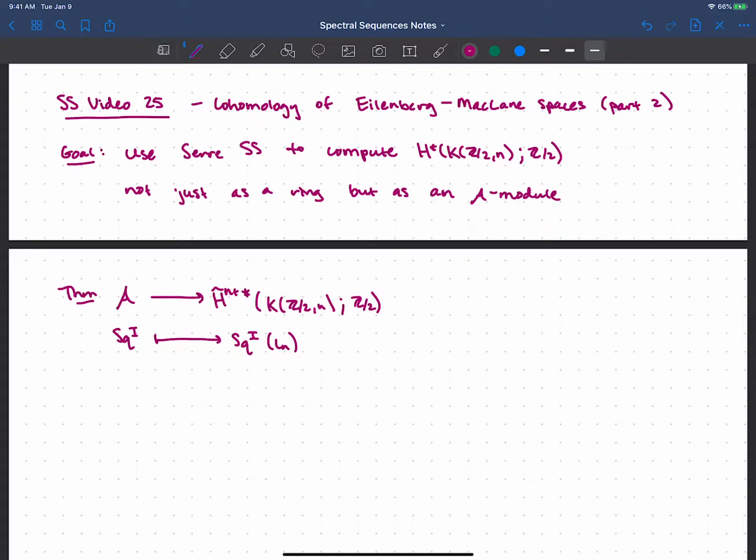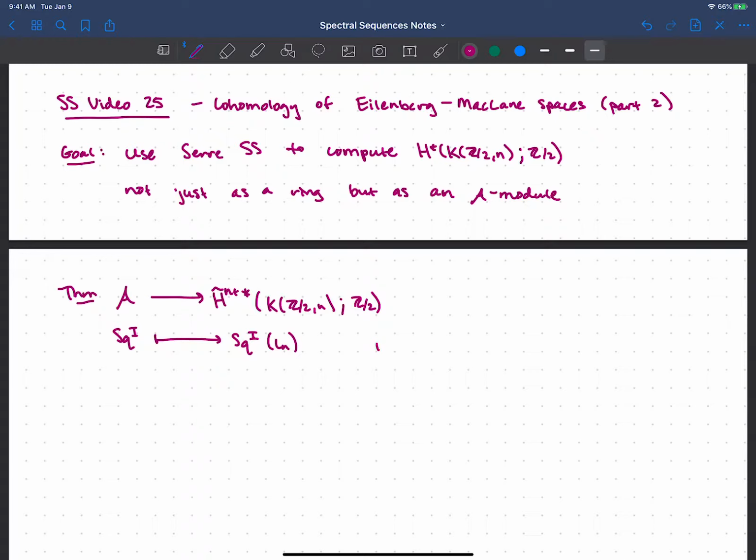So notice this is not a map of degree 0 of these graded rings, or modules, or whatever, algebras. This is going to be a map of degree n, right? So Sq^0 is going to go to Sq^0 iota n, which lives in degree n. So, okay, that's what I meant about this degree shifting stuff.